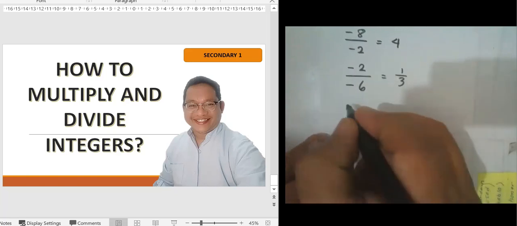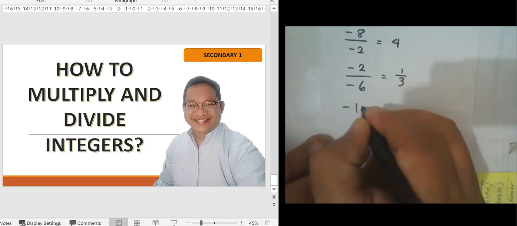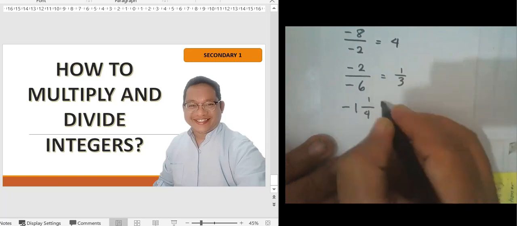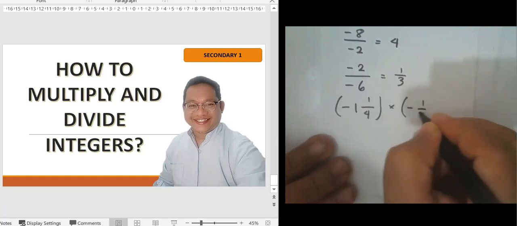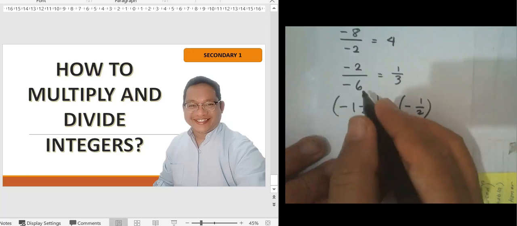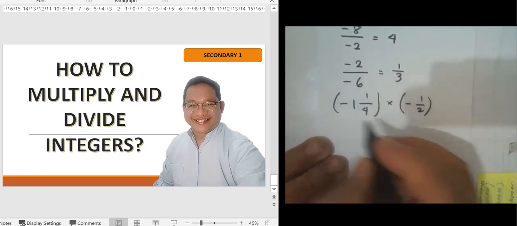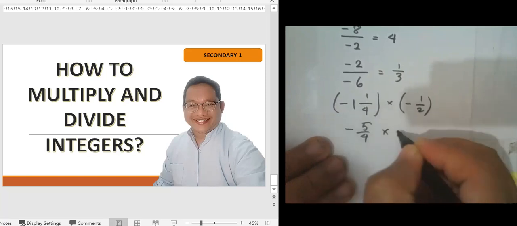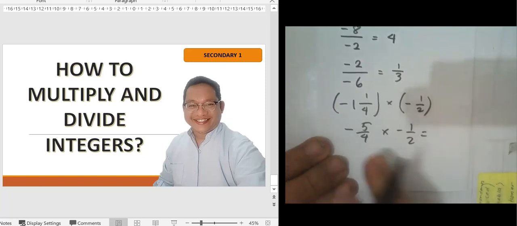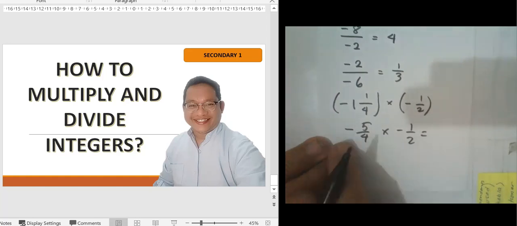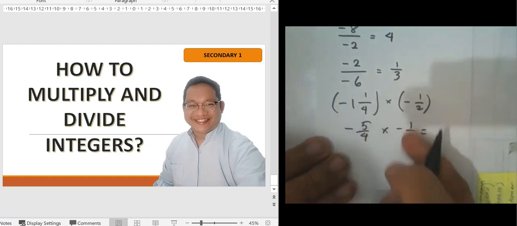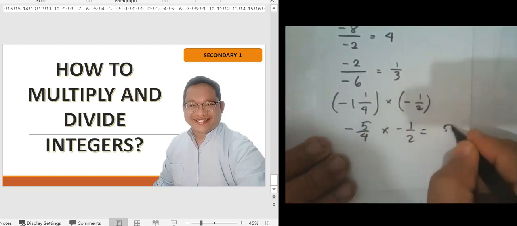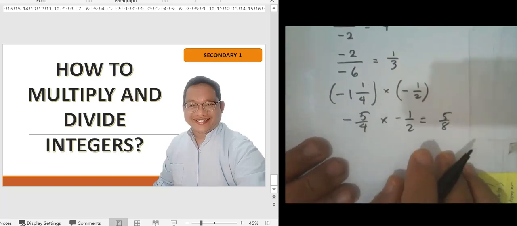If, for example, you have -1 and 1 out of 4 multiplied by -1 out of 2, what you're going to do is convert this one into a mixed number. So that's -5 out of 4 multiplied by -1 out of 2. You can take care first of the sign. Negative times negative is actually positive. So 5 over 4 times 1 over 2 is actually 5 over 8. So that is now your answer.